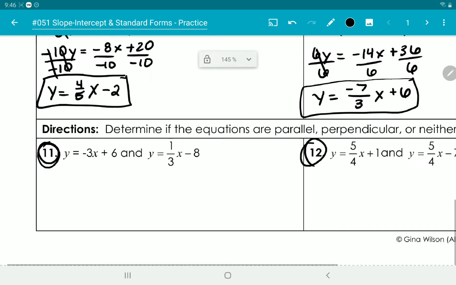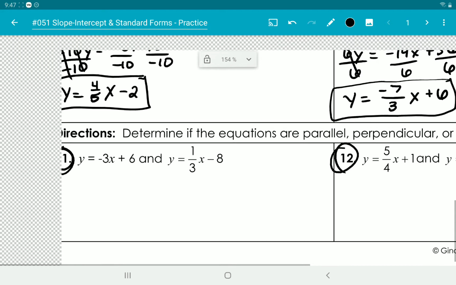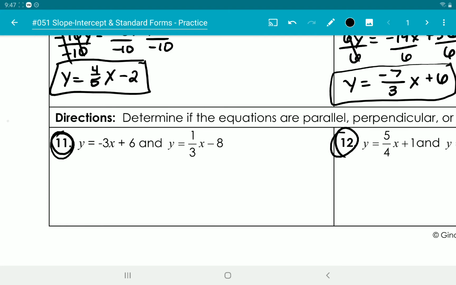Now we're going to look at these and determine whether they're parallel, perpendicular, or neither. So we need to look at the slope. So we must find slope on these. The goal is to find the slope.